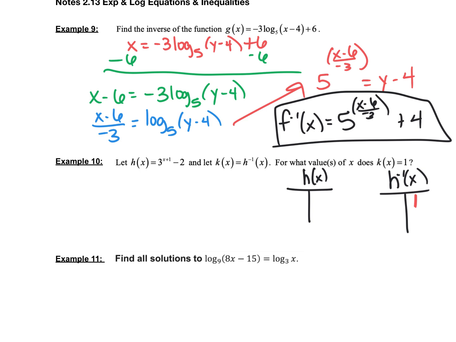All right, so let's think about that. That would be a y value on h inverse. If it's a y value on h inverse, what's it going to be on h? An x value. So really all I'm doing is h of 1 on that problem. But we have to understand that inverse relationship, that they gave me a y value for h inverse, so I have to find the x value on h. So 1 plus 1 and then minus 2, 3 to the second minus 2, 9 minus 2, which is just 7. And that's all we have to do on that problem.